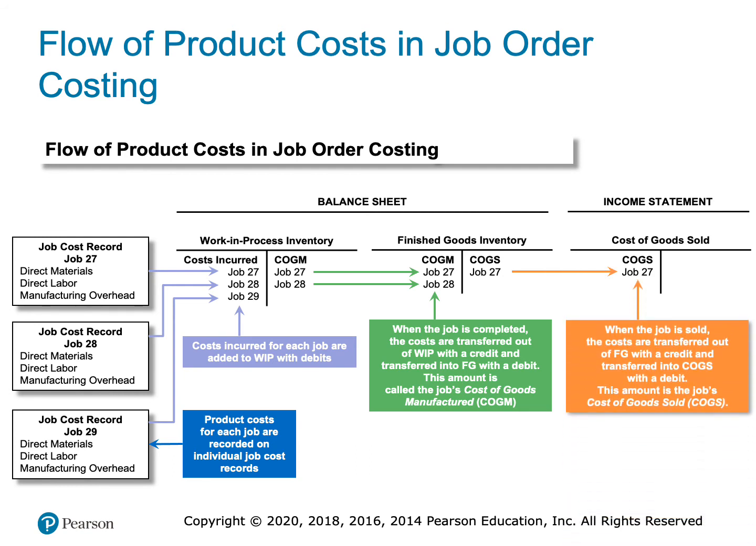And then when we sell a job, we'll move it out of finished goods into cost of goods sold. So now all of those costs become an expense. And here we can see the thing that's still left in finished goods is job 28.